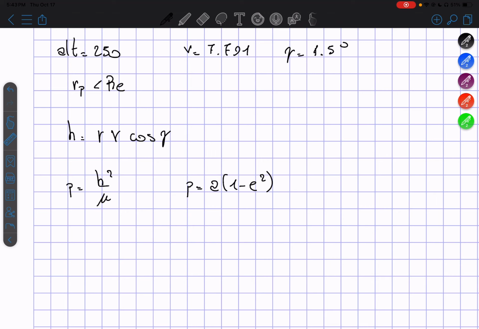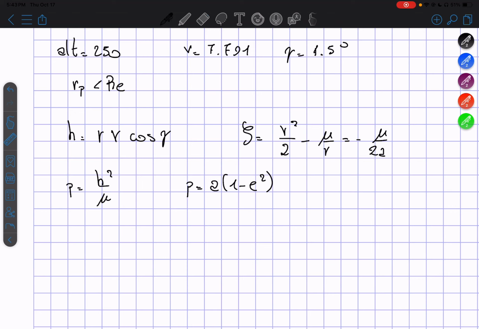What can I do to determine it? Well, I have r, v, and gamma. I could find zeta. I have v squared divided by 2 minus, we said mu over r, which is equal to negative mu over 2a. Therefore, I find a. Therefore, I find p.